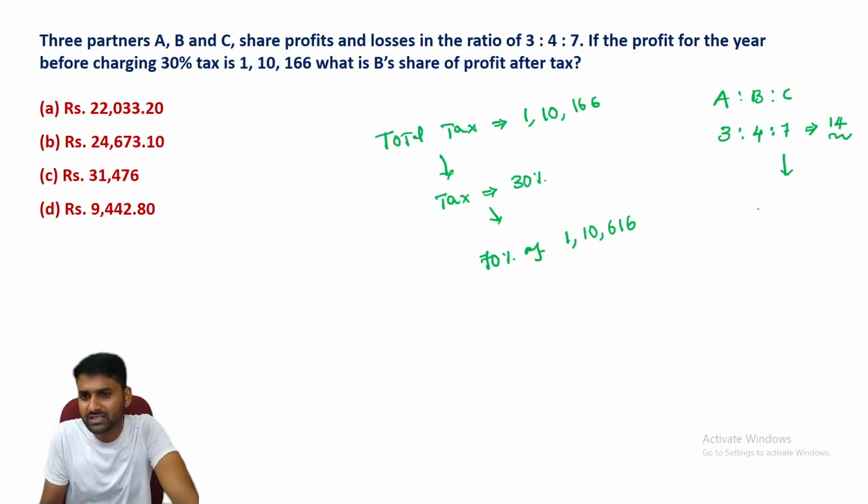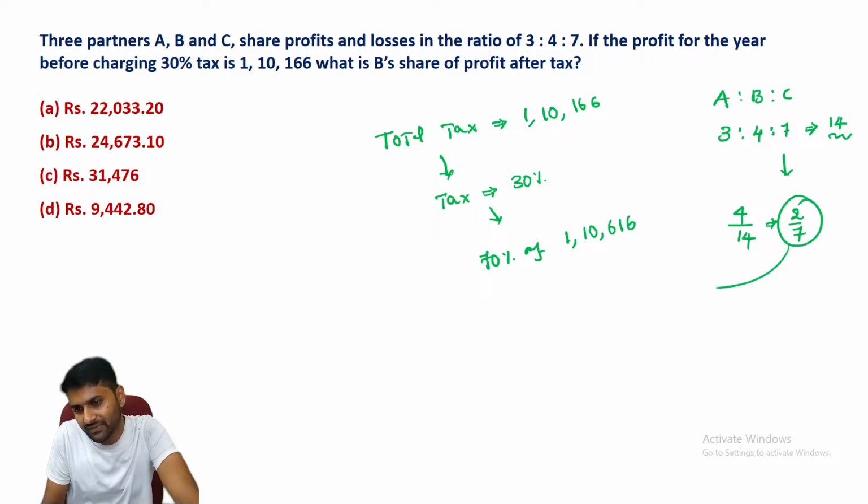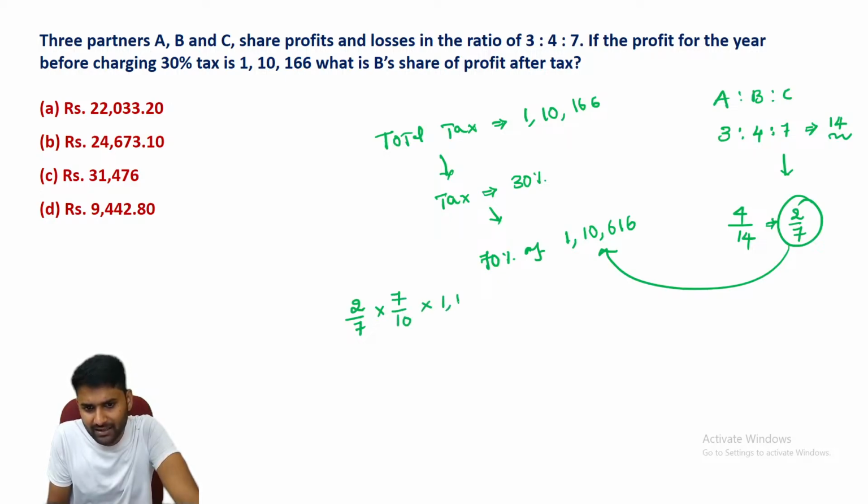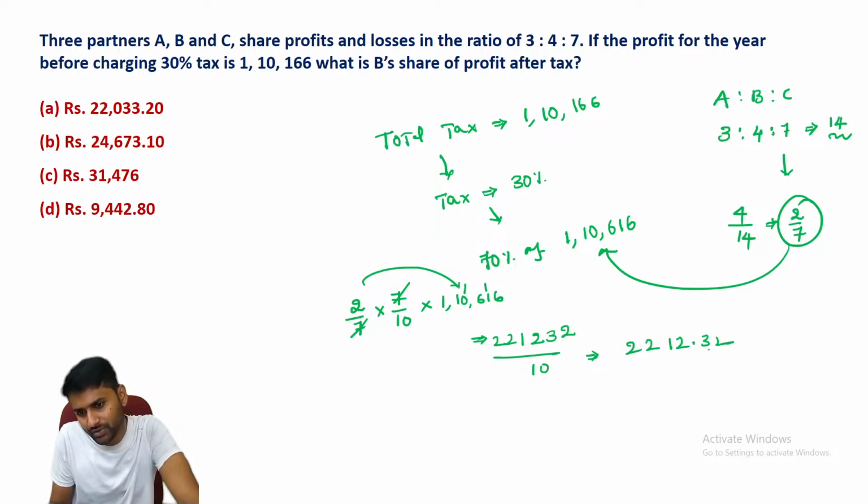Now here the question: what is the B share? B share is 4 by 14. 4 by 14 value is 2 by 7th of 70 percentage of 1,10,660. Just go through the further calculation. 2 by 7, 70 percentage is 7 by 10, and 1,10,660. Just go through the cancellation here, 7 and 7. Multiply with the 2 times. Now see, 6 2 is 12, 1 is 2, plus 1 is equal to 3, 2 is 12, carry over, again 1, we have 22, divided by 10. So after the calculation, you will get 2212.3.